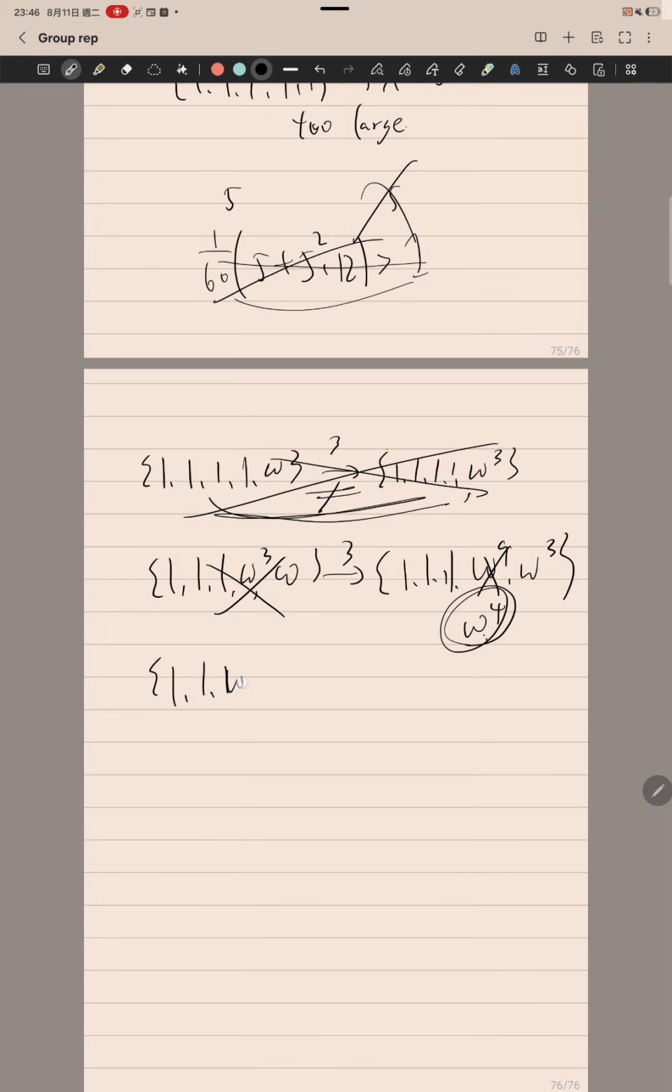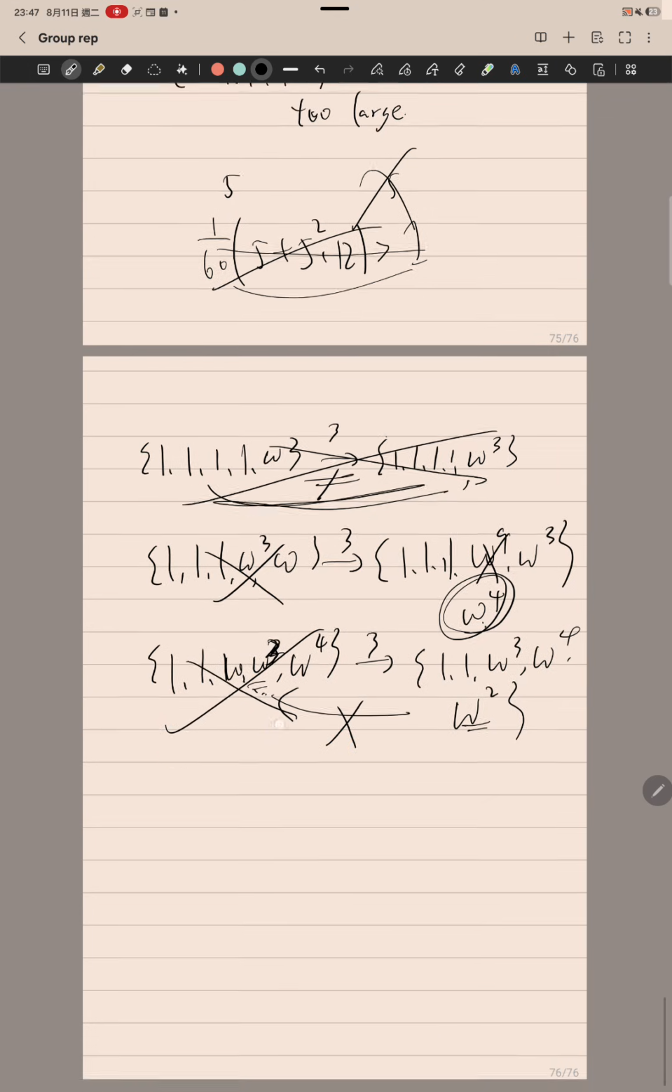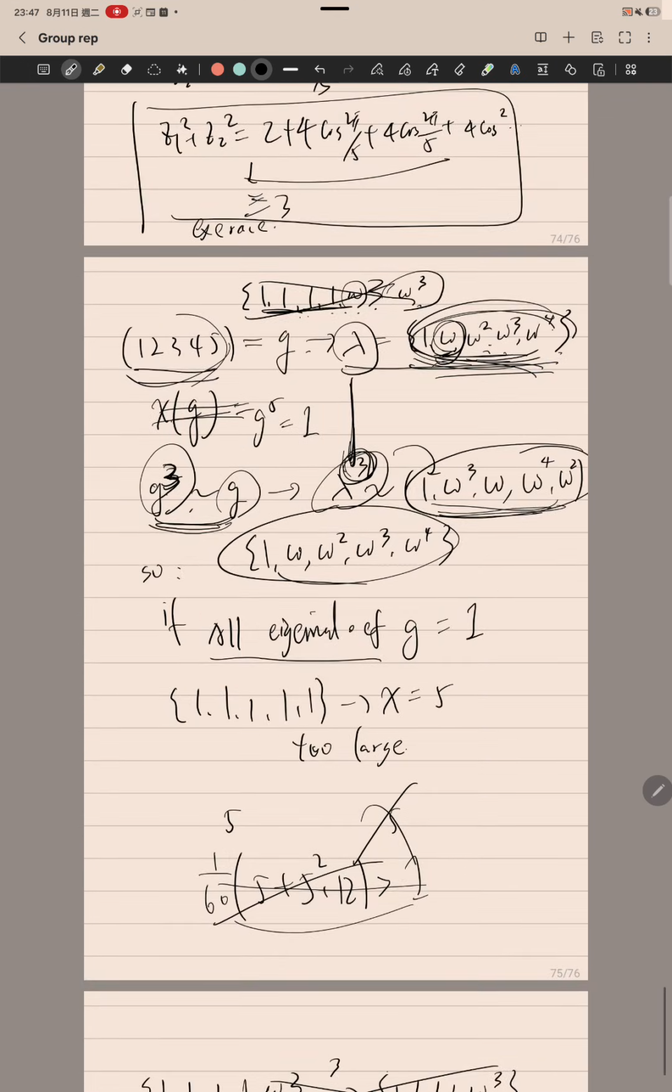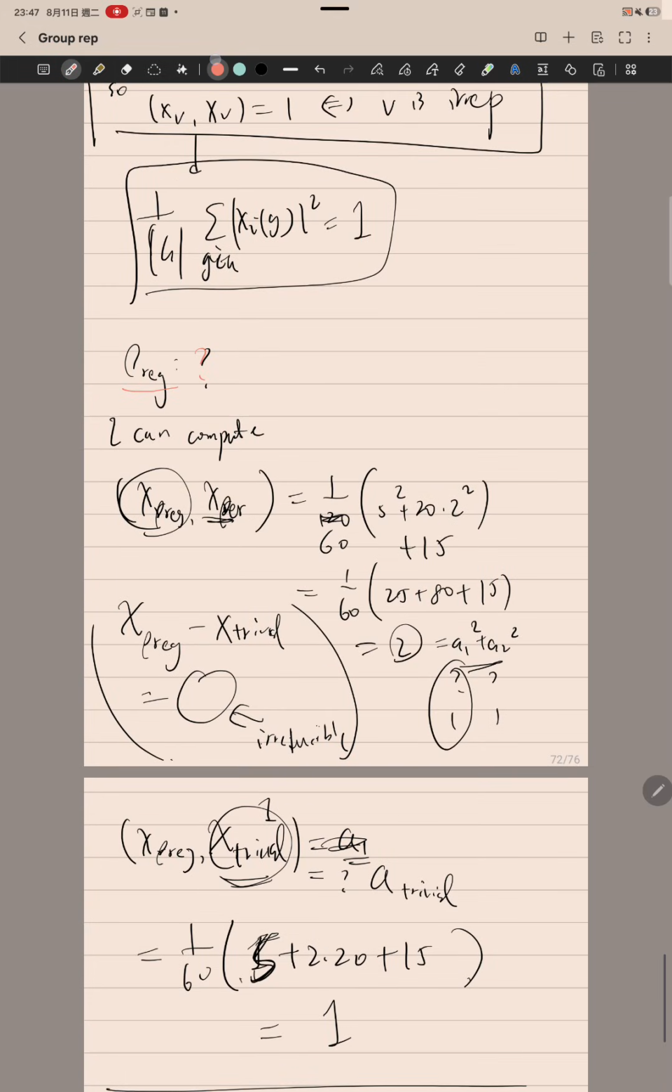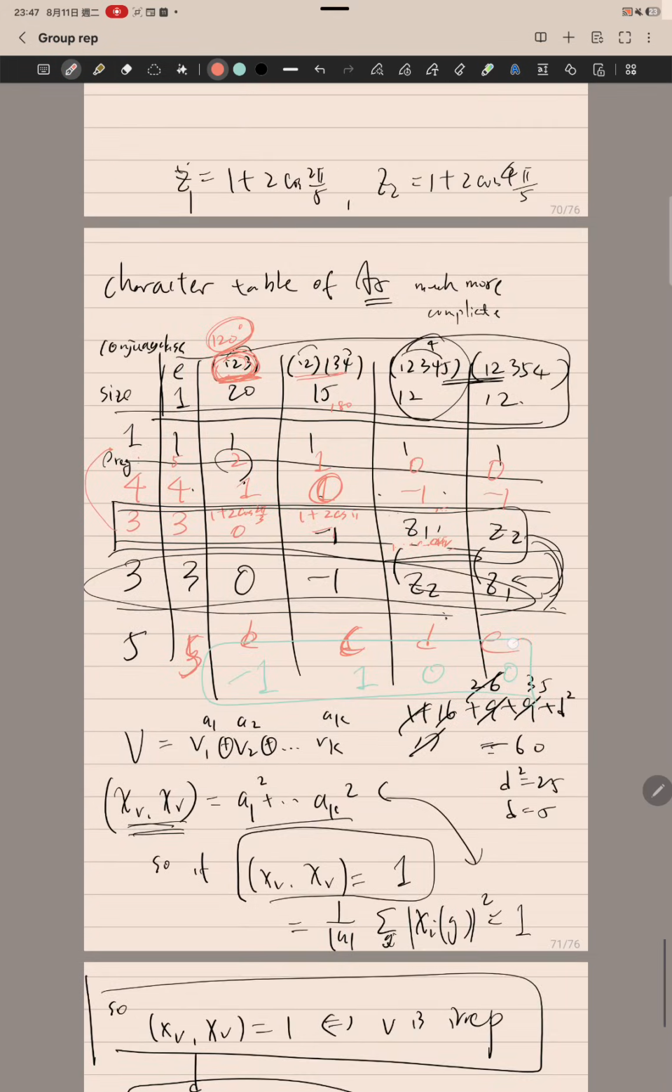So it must be 1, 1, 1, omega cube and omega to the fourth. Okay, now you cube then you get 1, 1, omega cube, which is contained here, and omega fourth, but you get omega 2. And this omega 2 is not here. It's not here. So this cannot happen. So in order for this to be consistent, it must be 1, omega, omega square, omega cube, omega fourth. Which means that the trace must be 0. So this is the alternating proof to prove this must be 0. Moreover, this must be 0.